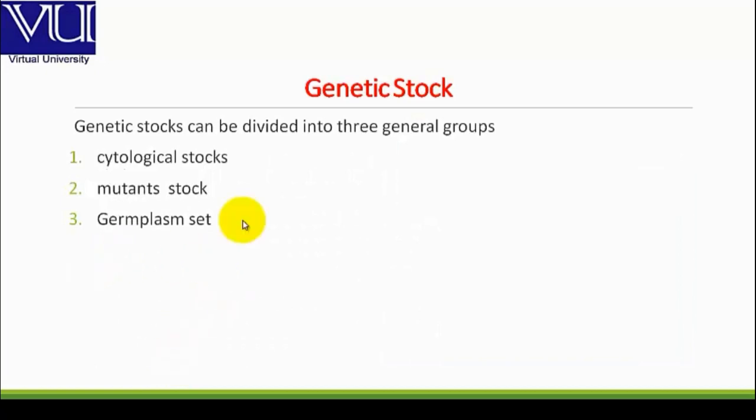These genetic resources can be divided into three general groups. The first group is cytological stock, the mutant stock, and the germplasm set. Cytological stock contains chromosome additions, substitutions, and aneuploids; mutant stock includes induced mutants, insertion mutants, or TILLING populations; and germplasm sets include mapping populations, parental lines, or reference germplasm. Any genetic stock collection can represent a few lines to tens of thousands of lines, and therefore can potentially offer a challenge as well as a burden to gene bank managers from the standpoint of storage and maintenance.